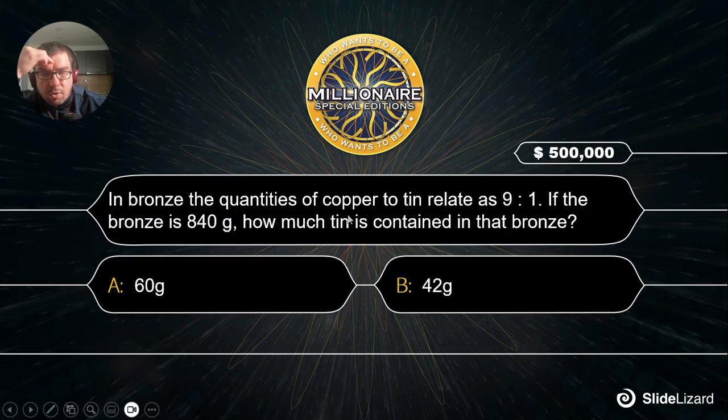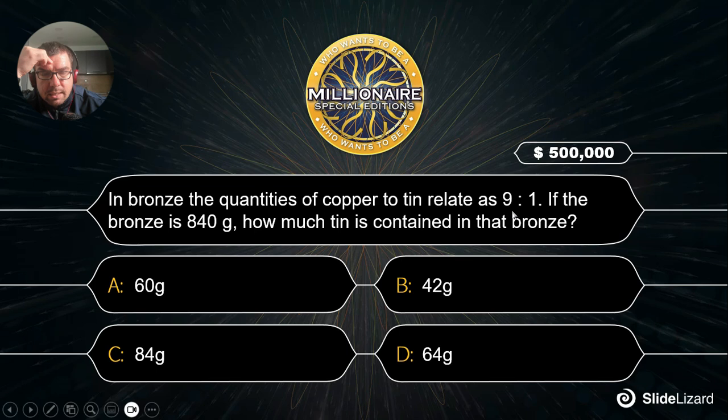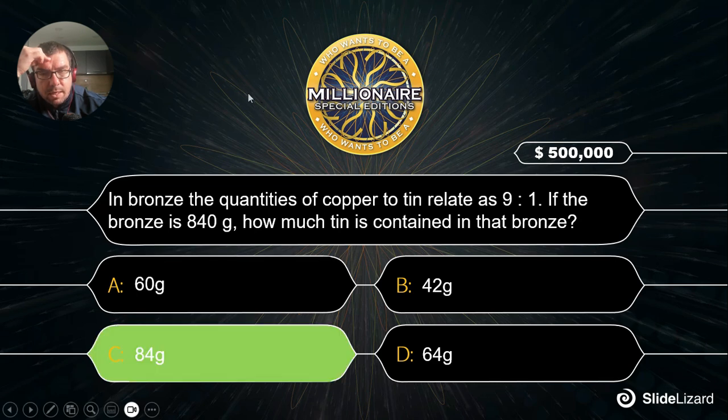In bronze, the quantities of copper to tin relate as 9:1. If the bronze is 840 grams, how much tin is contained in that bronze? Did you find C? 84 grams? That is correct. So the tin is x and the bronze is 10x. So if 10x equals 840, that means x is 84. Okay?